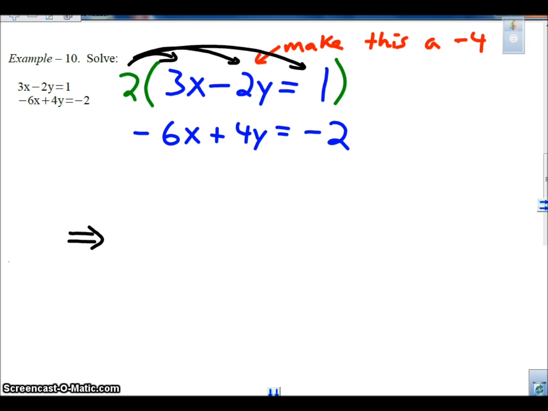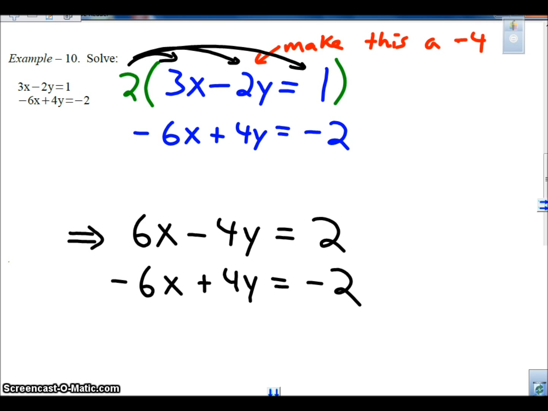So multiplying the top equation by 2, we distribute. So we multiply the 2 to the 3x, and we get 6x. We multiply the 2 to the negative 2y, we get minus 4y. And we multiply the 2 to the right-hand side, and we get 1 times 2, which gives us 2. The bottom equation, we're just going to leave the way it was to begin with. We're not going to make any changes to it.